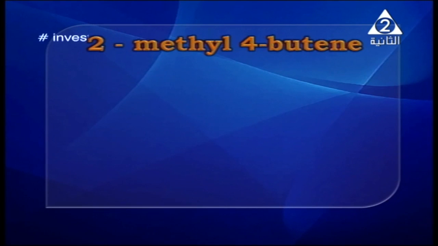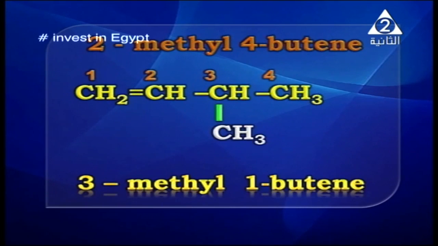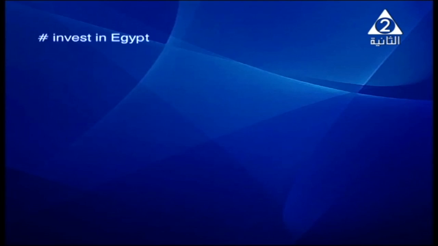Next point, 2-methyl-4-butene. Naming the carbon atoms according to the nearest carbon to the double bond, its name will be 3-methyl-1-butene.